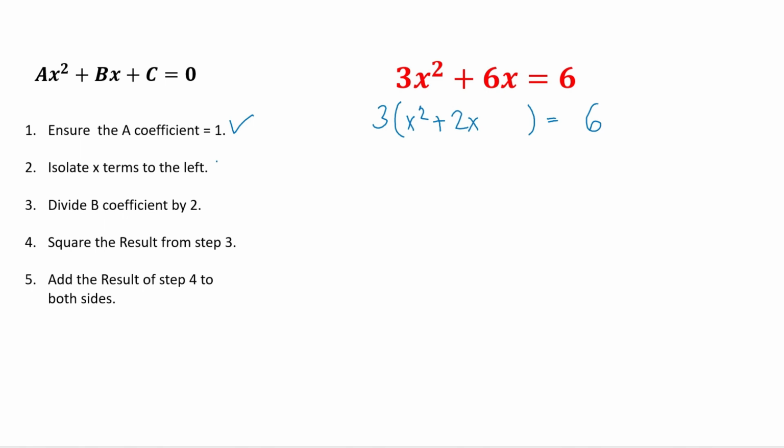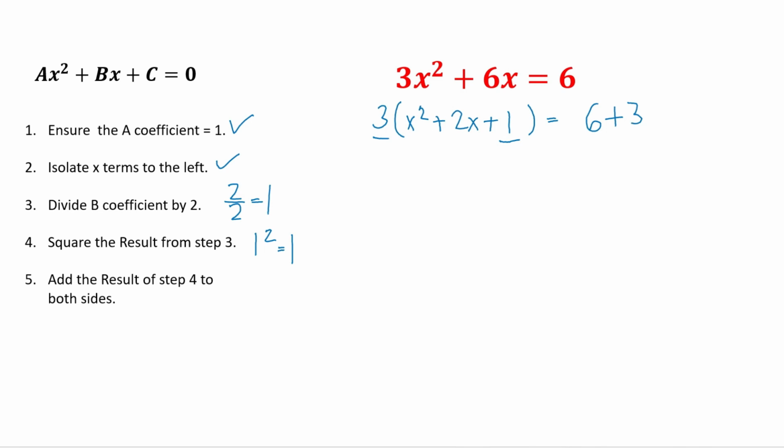Fortunately, on the left side are all our x terms. Now we just need to divide our b coefficient, which is 2, by 2, and that equals 1. Now we're going to square the result of step 3, which is 1 squared, which is equal to 1, and we will put that 1 inside our parentheses. Step 5 says we need to add step 4 to both sides. This is actually 1 times the 3, so we need to add 3 to the right side.